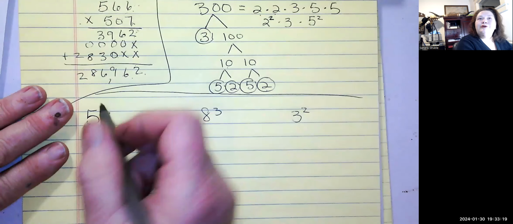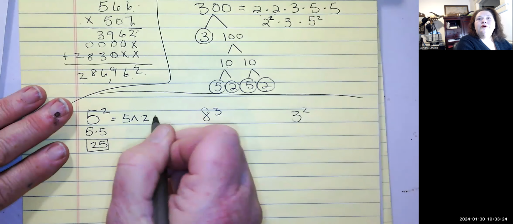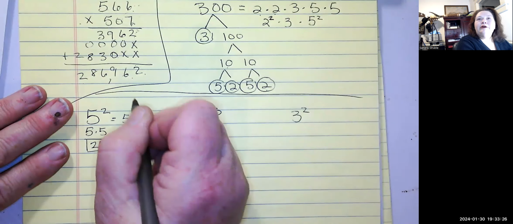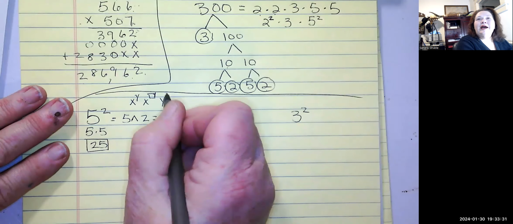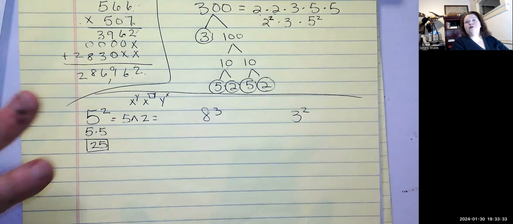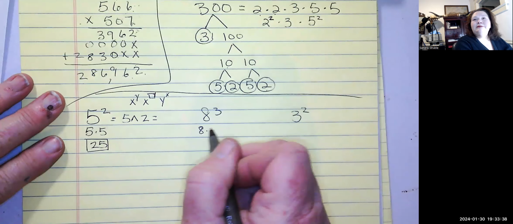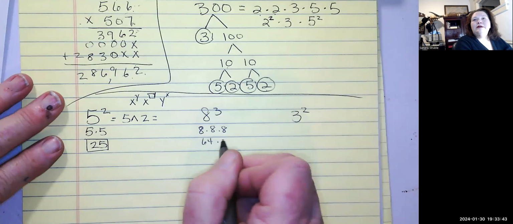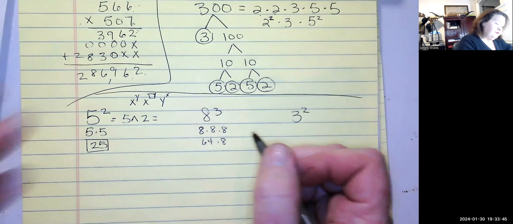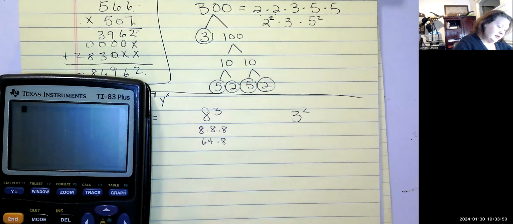The other way to do this is on your calculator: 5 caret 2 equals. Remember, I told you the caret could be an x to the y, an x to the box, sometimes a y to the x. It's just different things for the exponent. The next one is 8 cubed, which is 8 times 8 times 8. So 8 times 8 is 64, times 8. I'm just going to go ahead and calculate that right now. 64 times 8 is 512.